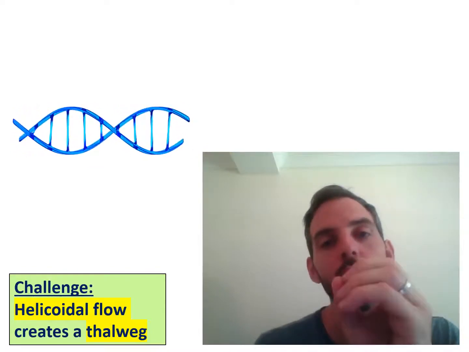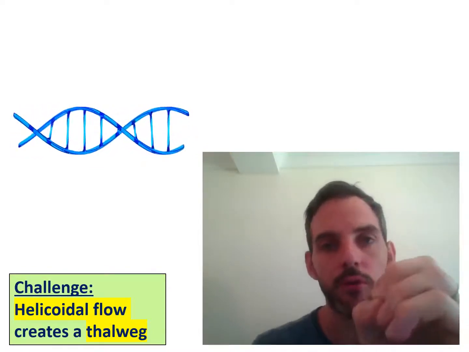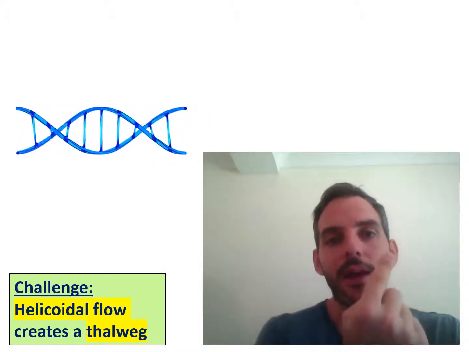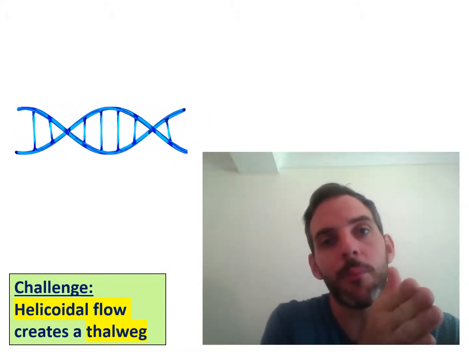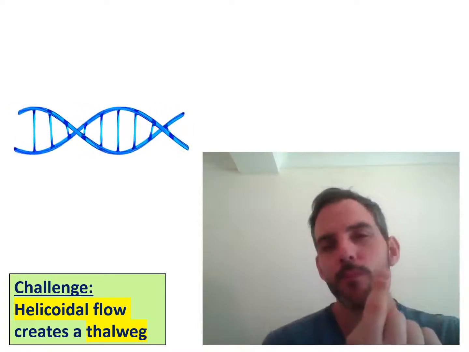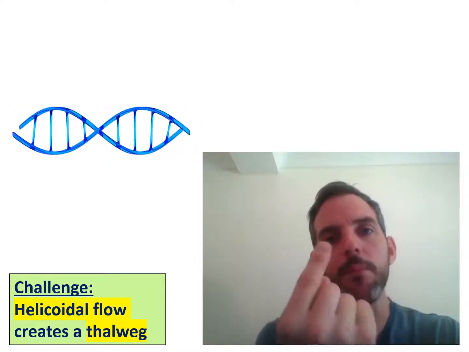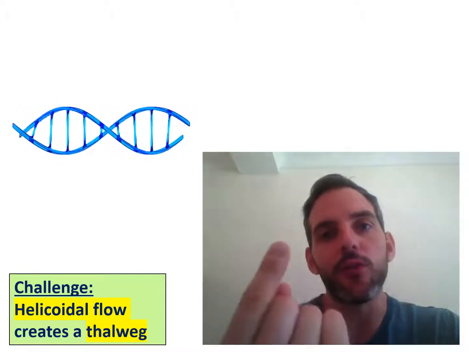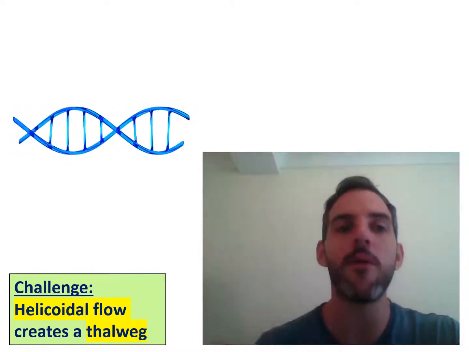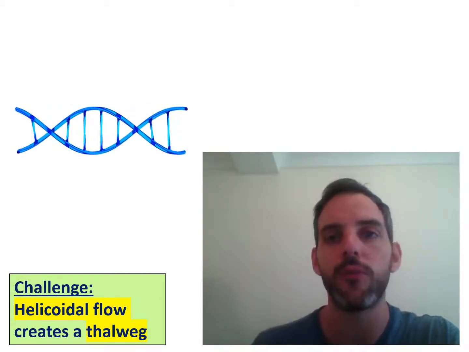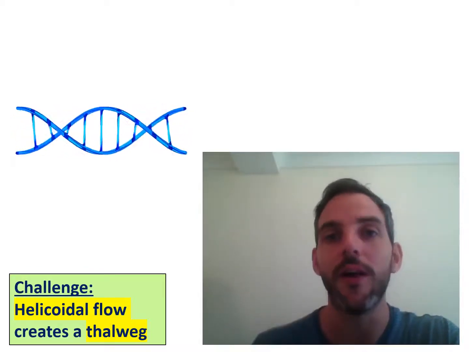So helicoidal flow is how water moves down a river, and it spins like this. And as the water approaches a meander, a bend, the helicoidal flow forces the water to the outside bend, and this is called the thalweg. So something to bear in mind, you don't need to use this in your explanation of how a meander forms, but it's useful when it's high level stuff.